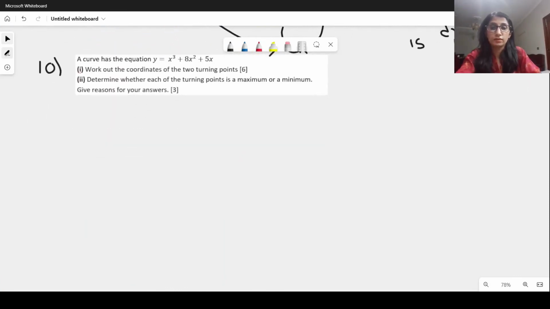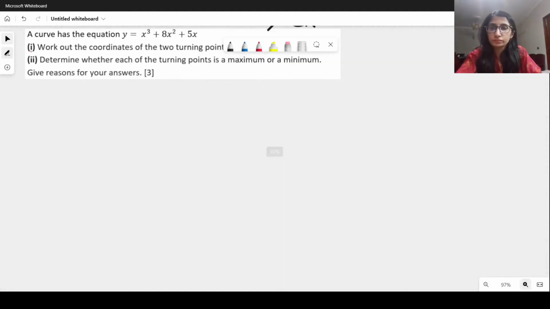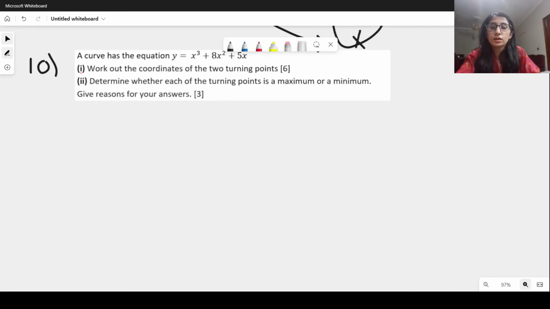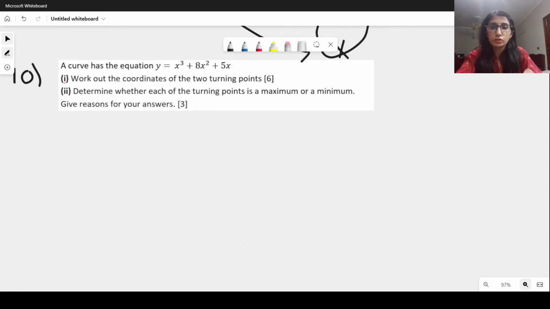Okay, this is the last question we'll do from this topic, and then we have discussed each and everything that gets asked in the exam from this topic. All right, so let's see, what do we have here? A curve has this equation. Work out the coordinates of the two turning points. So let's quickly do that. It's just what we did in the last part. So I'm going to do this in fast forward motion.